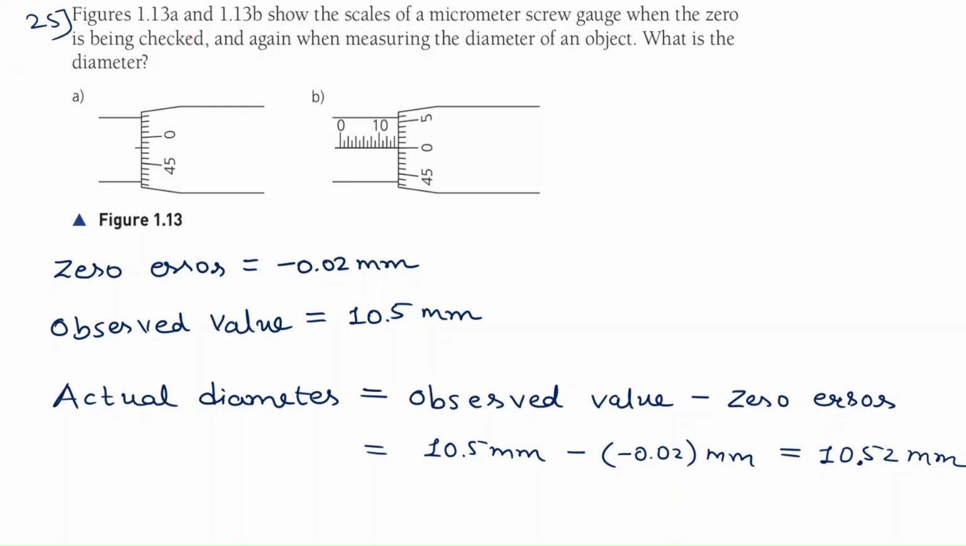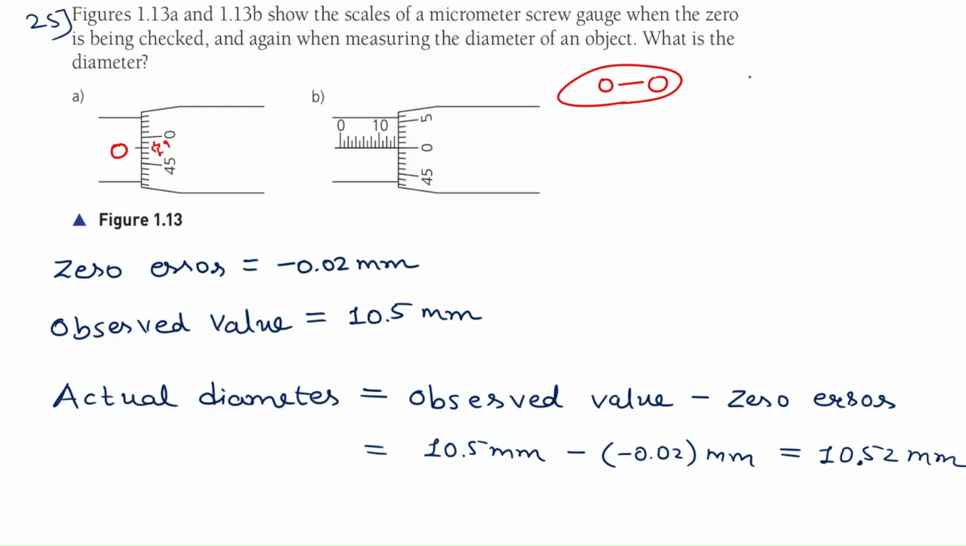In question number 25, they show two figures. The scale of micrometer screw, again, we deal with micrometer screw gauge. When the zero is being checked, and again when measuring the diameter of the object, what is its diameter? Okay, we have to find the diameter of the object. Now, first, you need to see here, this is a zero, okay? So it should be 0 to 0 match, okay? But here it is not. In this case, it is not above, this is below the zero, okay? This is the 49th and this is the 48th division.